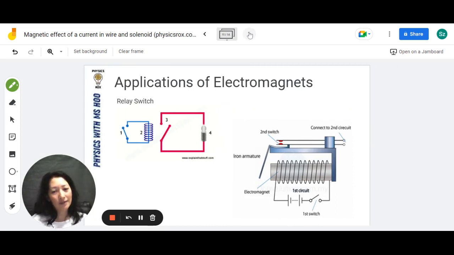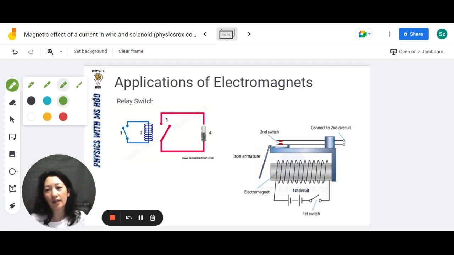Here's another example. This is a relay switch. What we have here on the left side is just a diagram to show you the general circuit symbols used for a relay switch. So the relay switch is actually only this part. It's made up of number 2 and number 3.